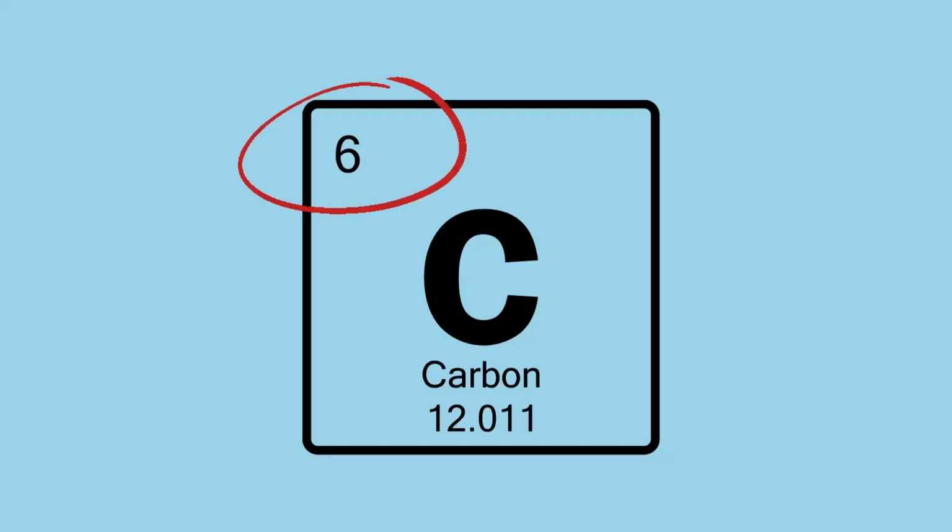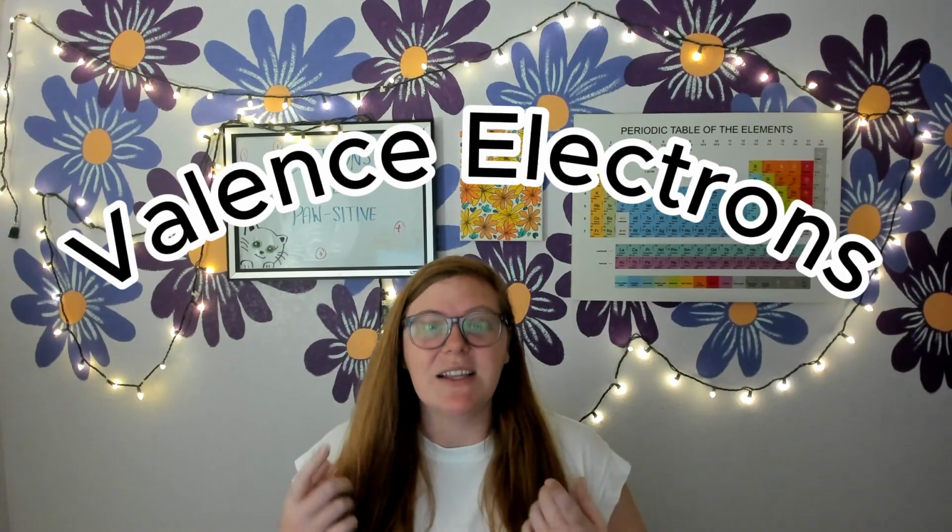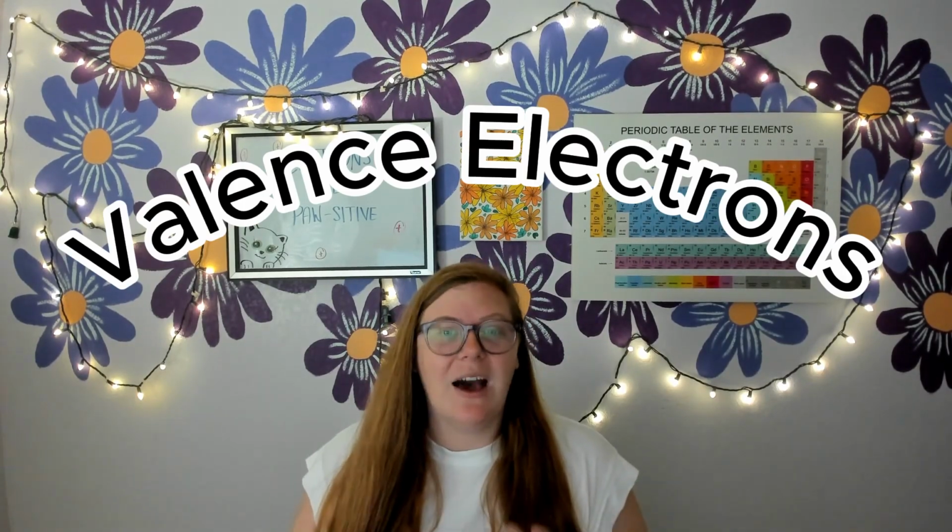Okay, so back to carbon. Carbon may have 6 electrons total, but it only uses 2 of those to actually bond to other atoms. These special electrons are actually called valence electrons. Knowing how many valence electrons an atom has is extremely beneficial. This allows us to know exactly how many bonds an atom wants to make. For example, if we didn't have these valence electrons, bonds would not happen and all life on Earth would cease to exist. So they're pretty important.